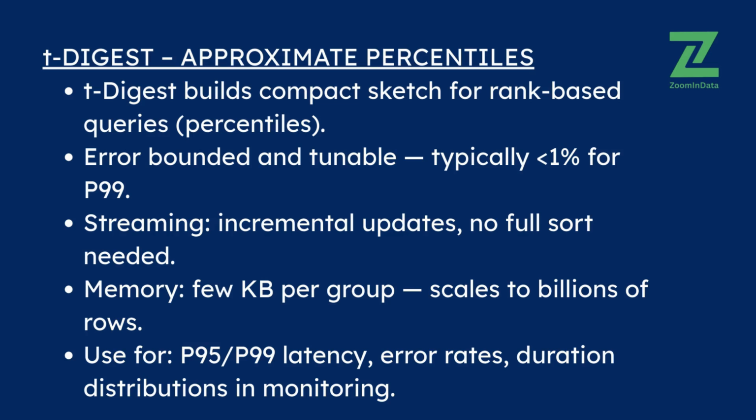Memory footprint is tiny, just a few kilobytes per group, so it scales effortlessly to billions of rows or high cardinality grouping. Use tdigest for monitoring dashboards: P99 request latency per service, 95th percentile error rates, session duration distributions. When exactness isn't legally required, approximate percentiles give you sub-second answers on massive data.